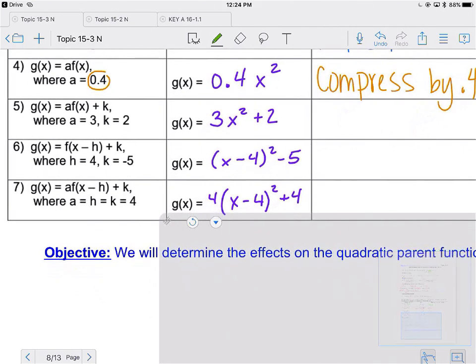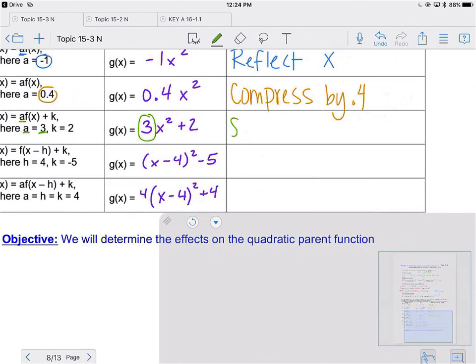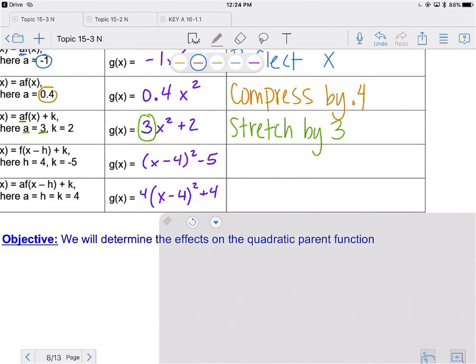Problem 5, we have two things happening. They tell me to replace A in front with 3 and K in the back with 2. So A in the front being 3, 3 is a big number because it's in front. It's going to stretch or compress. Because it's a big number, it's going to stretch. And then plus 2 in the back is not in parentheses, so we're talking up or down. If y is positive, it goes up 2.